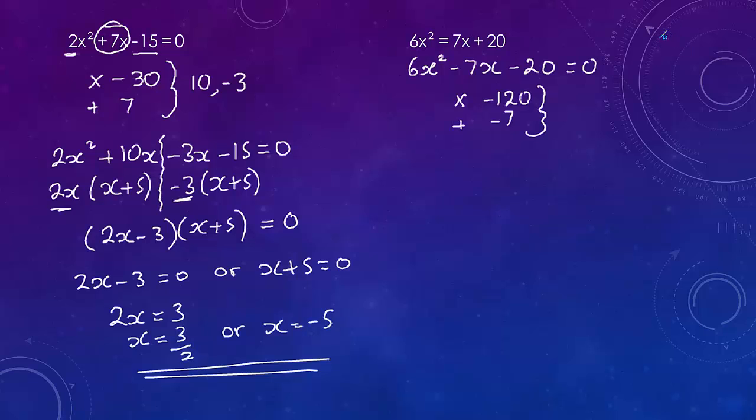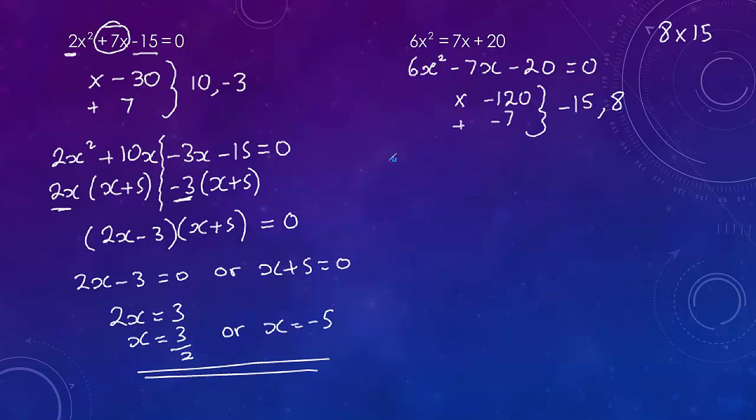Now, I had to think about this for a couple of seconds. The factors that I actually want here are 8 times 15. And because when we add we get negative 7, I want negative 15 and positive 8. And those will do the trick. Multiply them, you get negative 120. Add, you get negative 7.